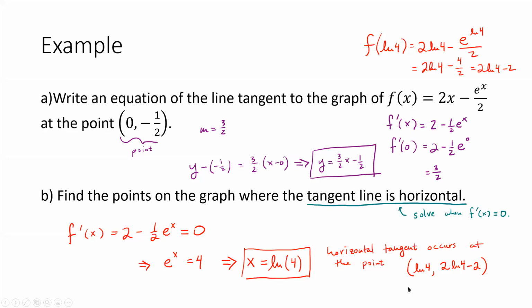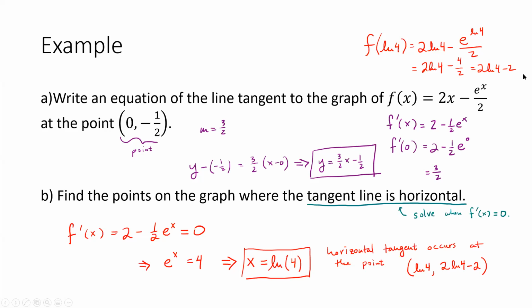Professor, why exactly is it 2 ln of 4 minus 2? So all I did was I went back to the original f, and so I'm finding the y-coordinate on the original f by plugging in ln of 4 for x. So I go back to the original f and I plug in ln of 4 here and here for x. Right, so I got 2 times ln of 4 minus e to the ln of 4 over 2. And then using the property of logarithms, we know that e to the ln of 4 is just equal to 4.